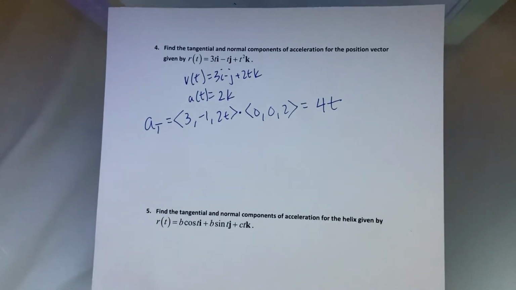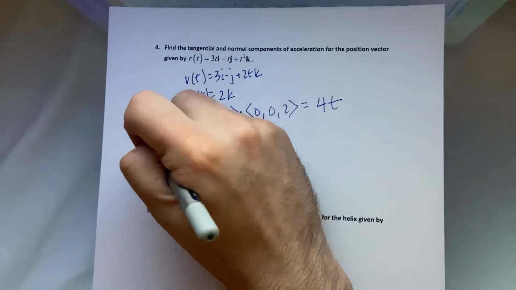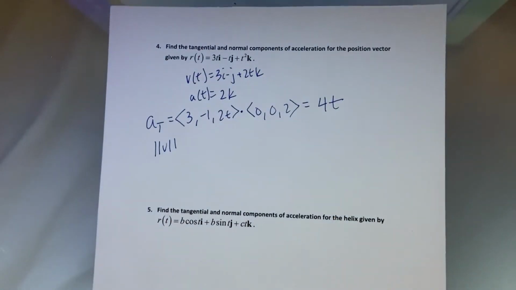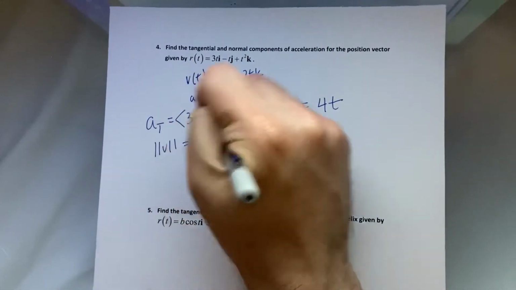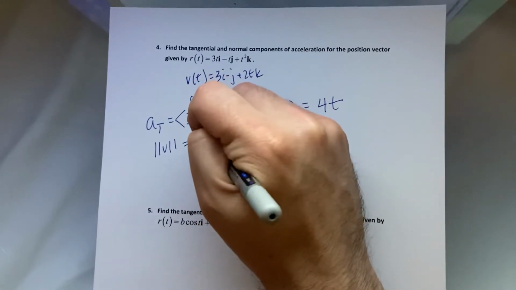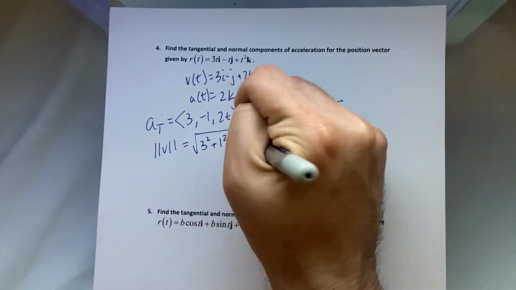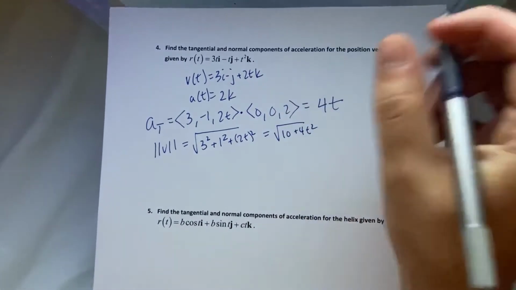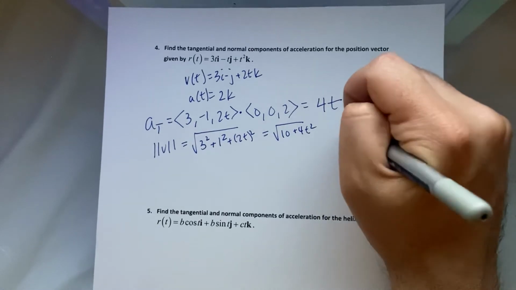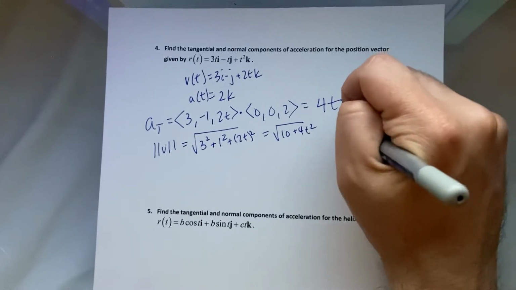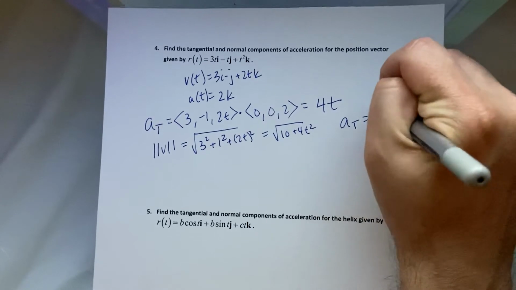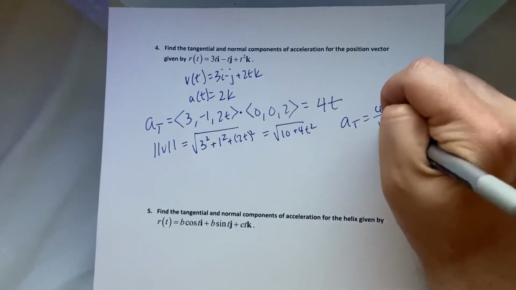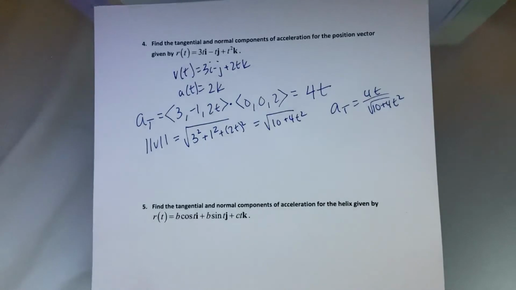So the rest zeroes out. Now we need the magnitude of the velocity as well, because this thing gets divided by the magnitude of the velocity function. That's the square root of 3 squared plus 1 squared plus 2t squared, which is the square root of 10 plus 4t squared. So in total, a sub T equals 4t over the square root of 10 plus 4t squared.